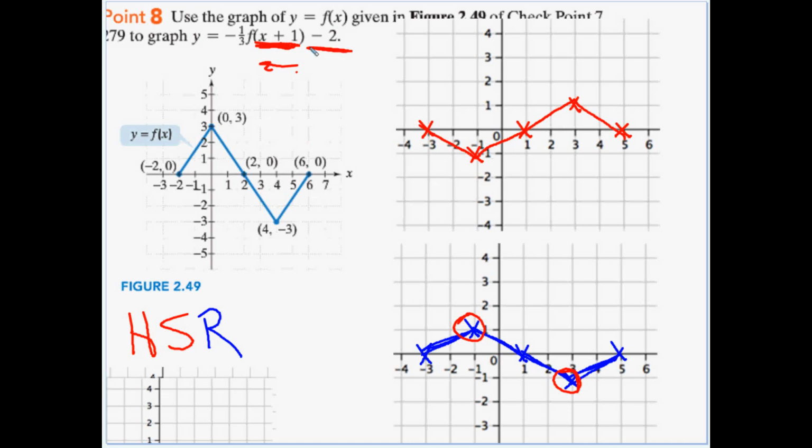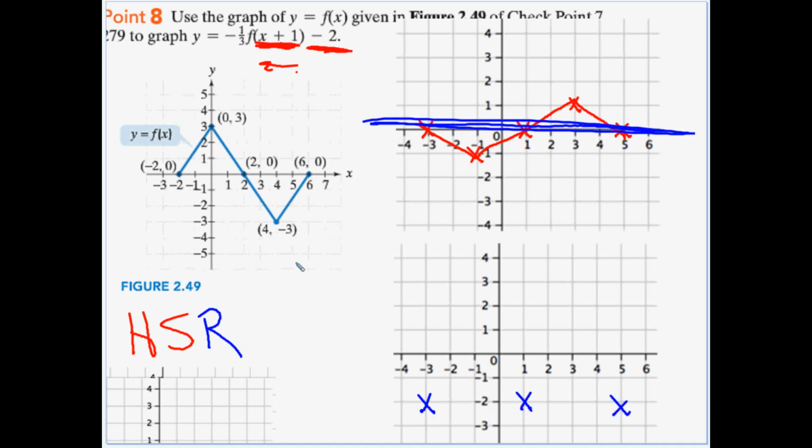Finally, down 2. All those points are going to go down 2 units. Their y values will decrease by 2. So this -3 will now be down at -2. Same thing with 1 and 5. Those were the old x-intercepts. They're still on the same line down here, shifted down 2. This -1, -1 gets shifted down 2 to -3. And this +1 gets shifted down 2 to -1. So it looks like that whole graph is now under the x-axis.